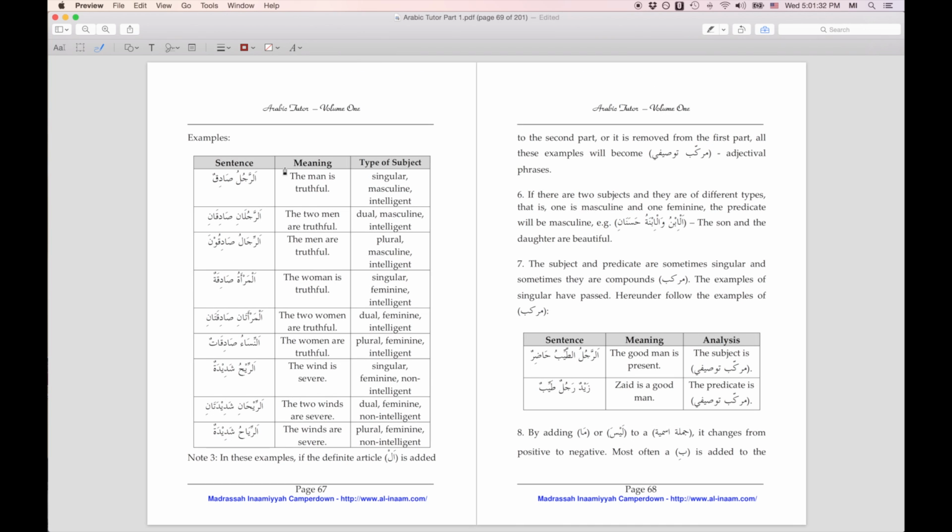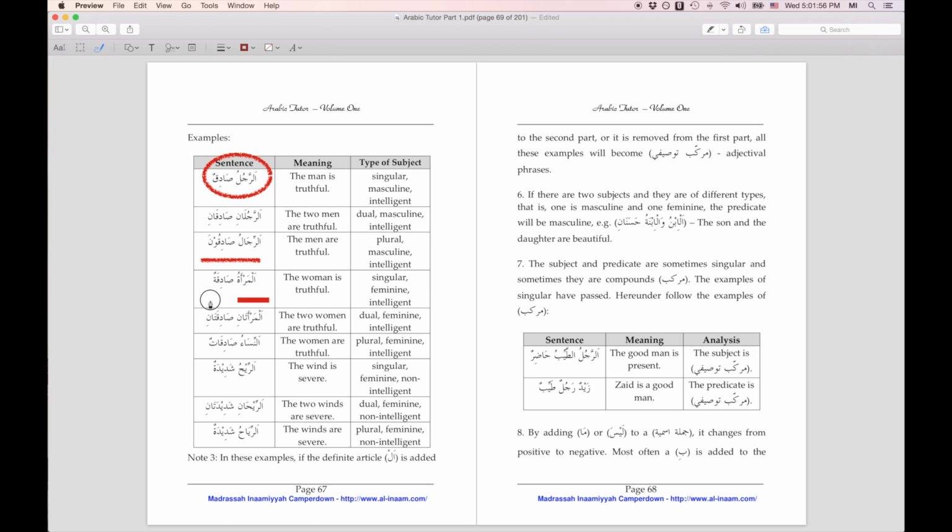Next page. Examples of jumlatul ismiyah. Ar-rajulu sadiqun, the man is truthful. Singular masculine intelligent. Ar-rajulani sadiqani, the two men are truthful. Dual masculine intelligent. Ar-rijalu sadiquna, the men are truthful.